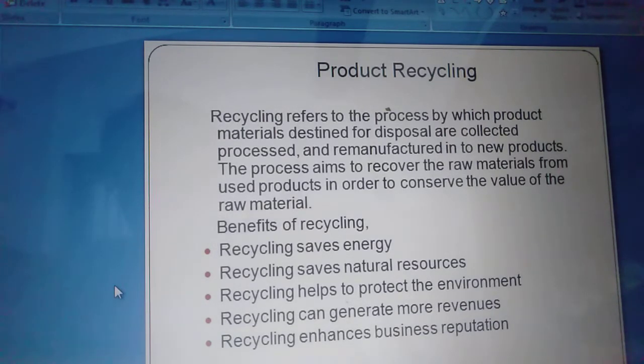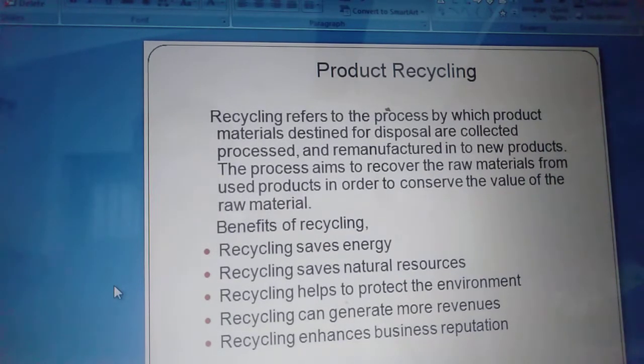The last benefit we have: recycling enhances business reputation. How will it? Possibilities regarding attracting new customers, enhancing chances of winning contracts and improving customer loyalty by demonstrating the company's environmental responsibility can be met through serious recycling efforts. Automatically the business reputation can thereby be enhanced. So these are the main benefits of product recycling.